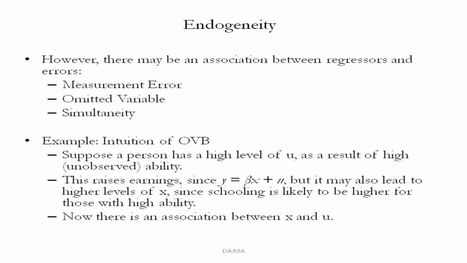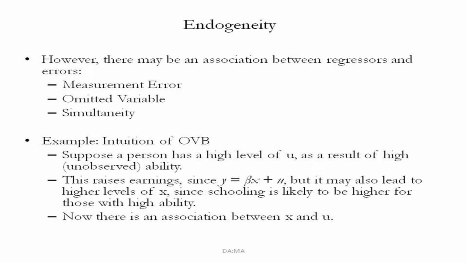However, there may be an association between regressors and errors due to several reasons. One of the reasons is measurement error that we have seen partly before. The other cause could be omitted variables, again something that we have discussed in the past, and then simultaneity. We have touched upon simultaneity, and we are going to have some discussion to understand simultaneity in this context.